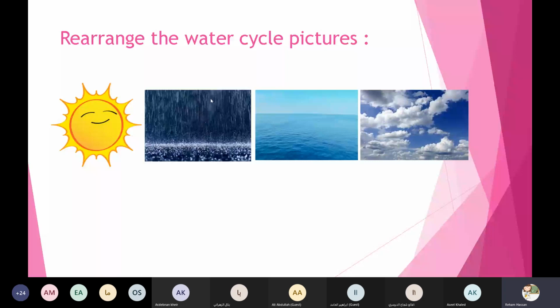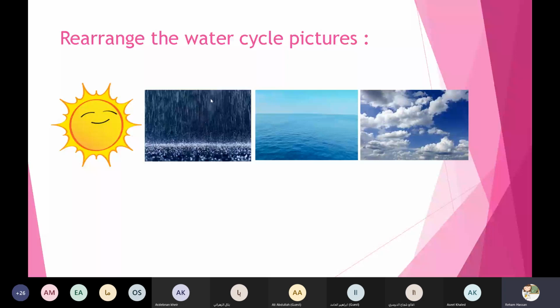Okay, so now, all of you, grade 1, look at this picture. I will tell you a story about this picture. It will help you to rearrange the water cycle pictures here. After I finish, I will ask you to rearrange this water cycle. Are you ready? Now listen to me.